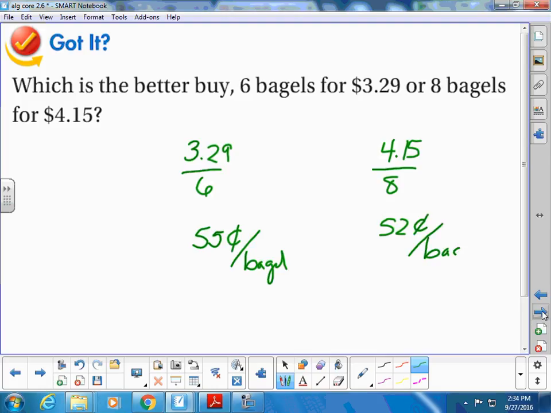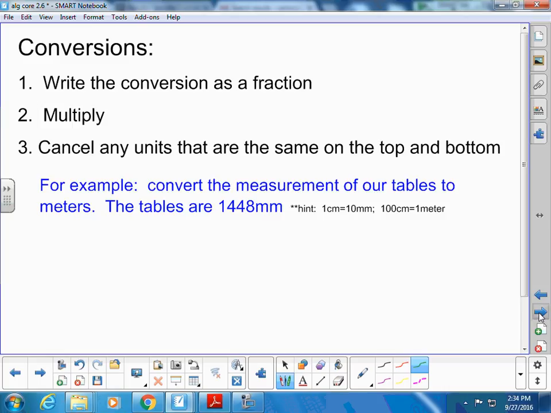So you can see that the store with 8 bagels for $4.15 is the better deal. So the other thing we're going to talk about is doing conversion. To do conversion, first you write it as a fraction, then you multiply so you can cancel units that are the same on the top and the bottom.